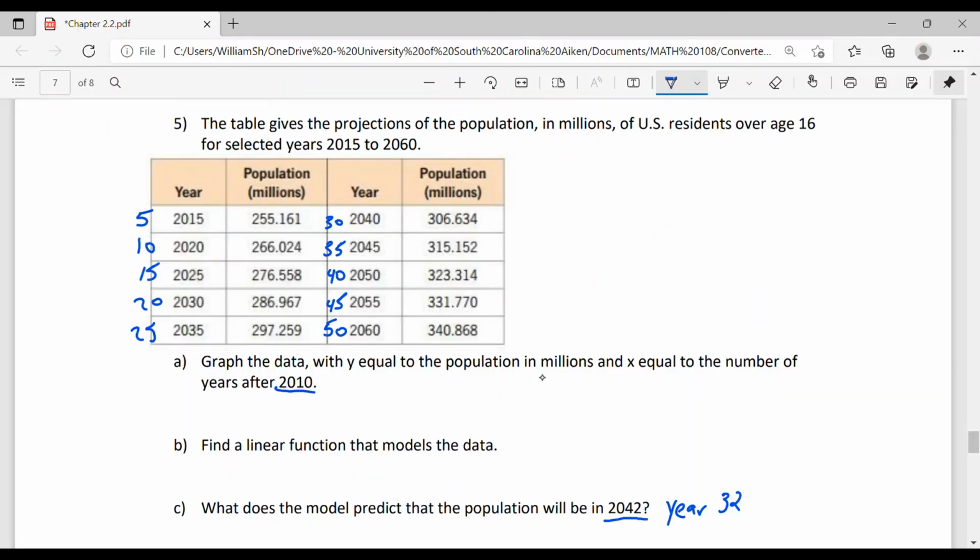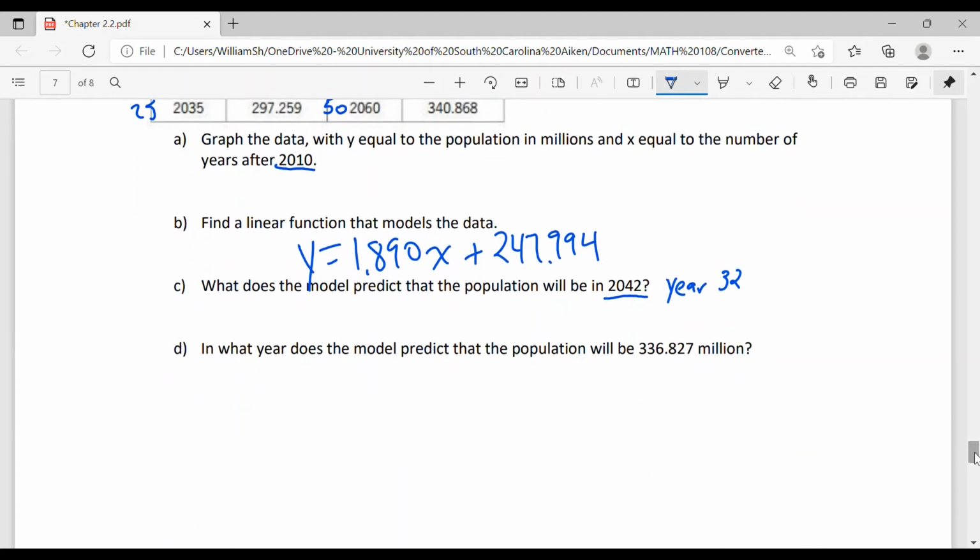Alright, so find the linear function that models the data. We found that to be y equals 1.890x plus 247.994. And for part C, what does the model predict the population will be in year 2042? We determined that was 308.476 million. And it's important to put that million there.